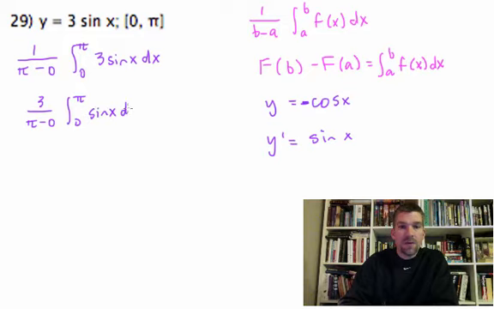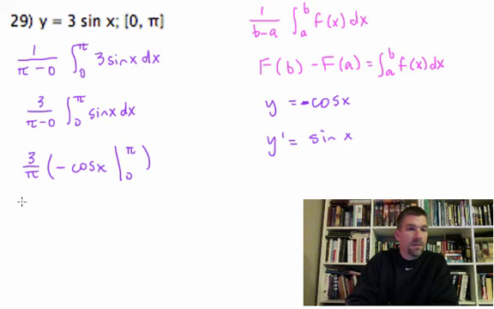We just cleared up the whole sine x issue. And so this is going to be 3 over pi times negative cosine x evaluated from 0 to pi. How does that look?